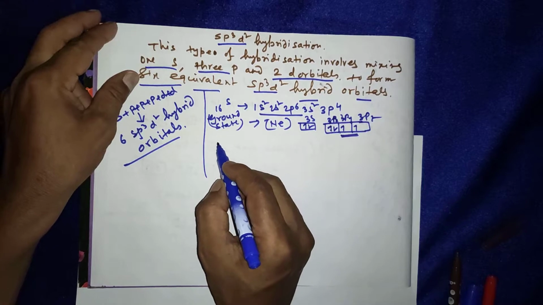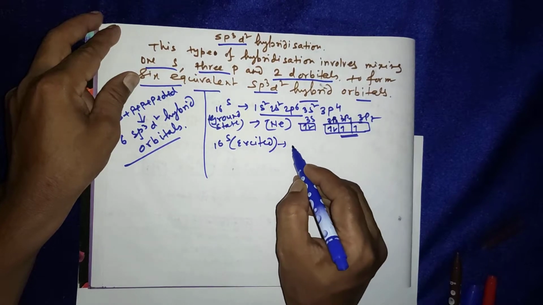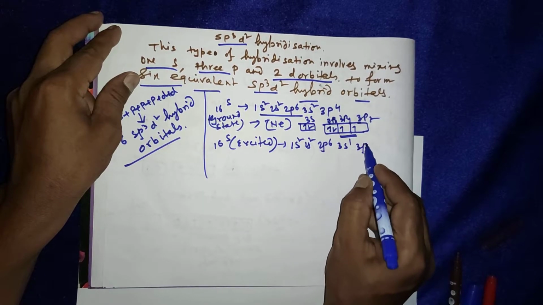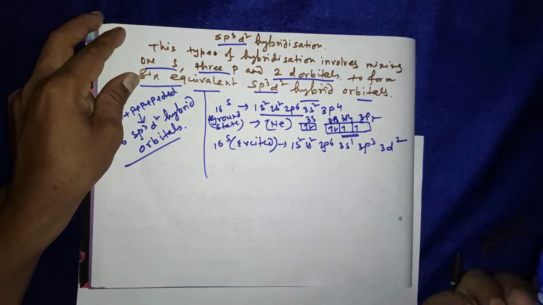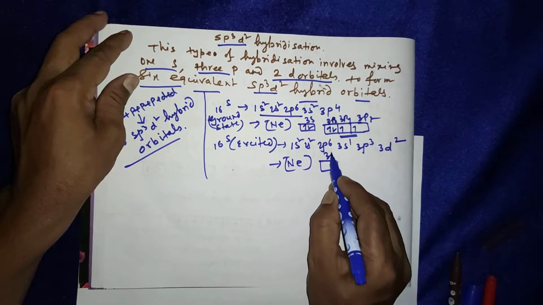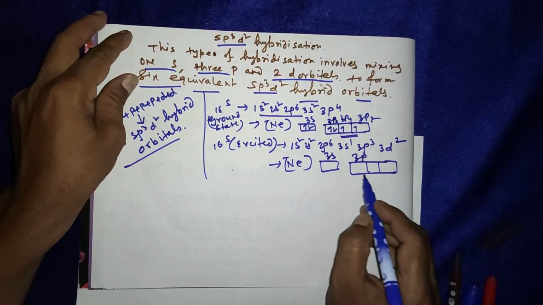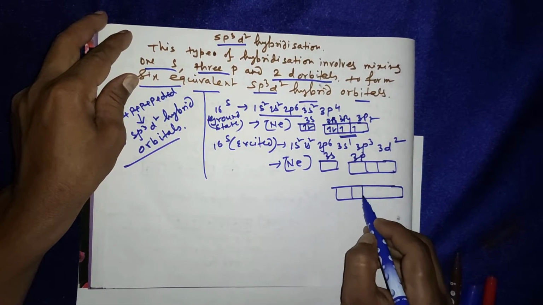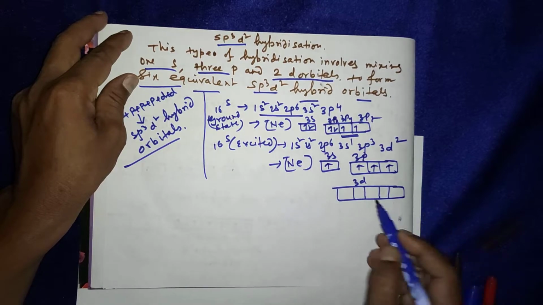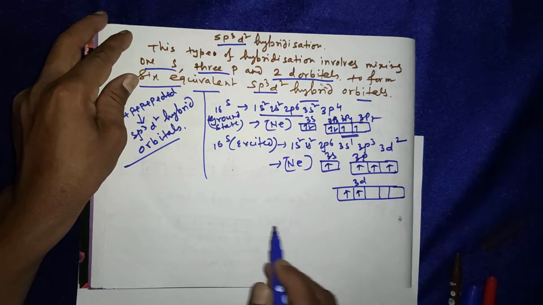But in excited state, sulfur in excited state, now what will happen? You can see it will be 1s2, 2s2, 2p6, 3s1, 3p3, 3d2. Okay. Now you can say 3s, 3p and this is 3d. So now the number of unpaired electrons is 6: 1, 2, 3, 4, 5, 6.